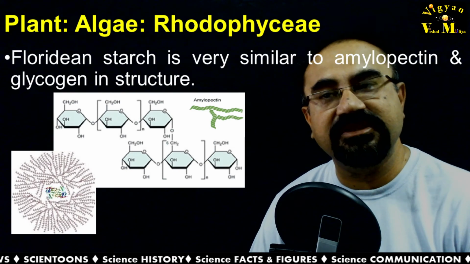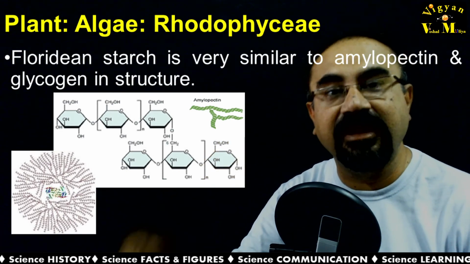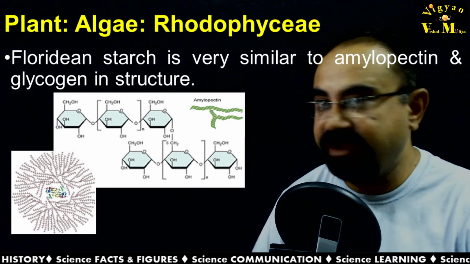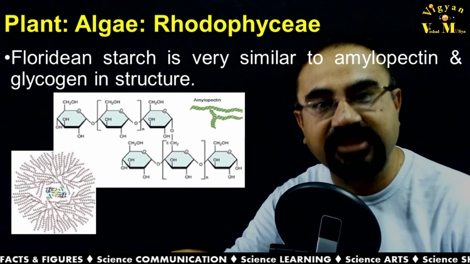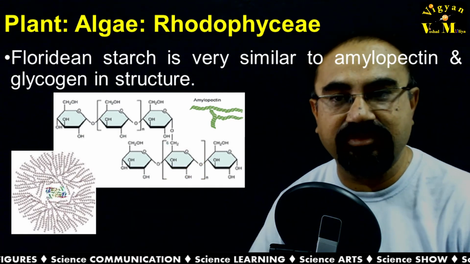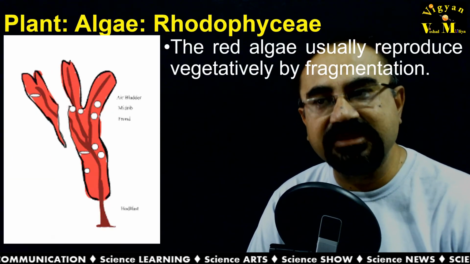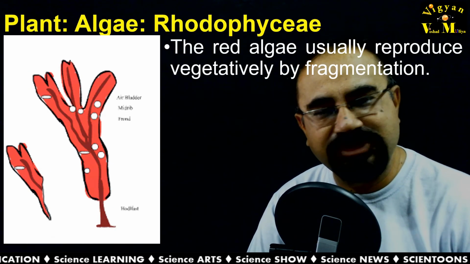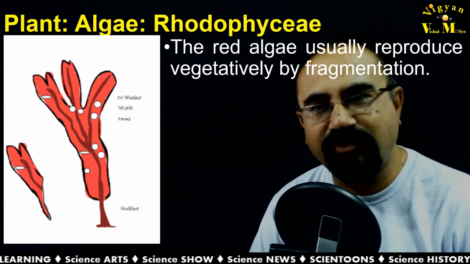This Floridean starch is chemically very similar in structure to amylopectin and glycogen, and one can see here the structure of not Floridean starch but amylopectin and glycogen starch, so we can compare it very well. Red alga usually reproduces vegetatively by fragmentation, which we have seen in the rest of all.